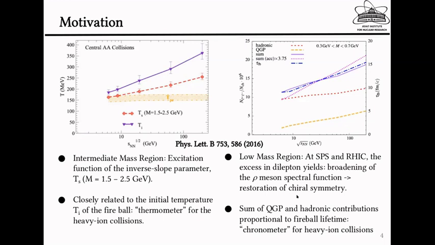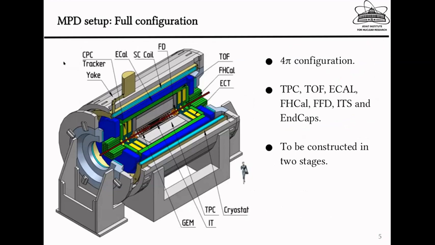Speaking of the experiment, this is the full configuration of the MPD experiment, which has an almost 4 pi configuration. It includes different subdetectors like TPC, TOF, ECAL, FHCAL, that is the forward hadron calorimeter, the fast forward detector, ITS, and ECAPS.